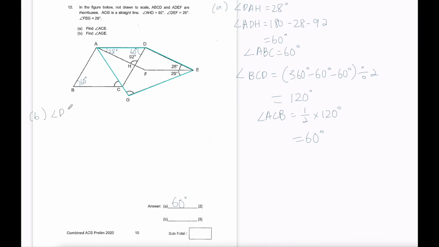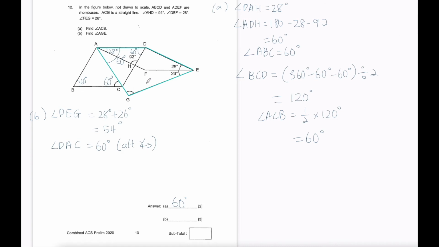Angle DEG equals 28 degrees plus 26 degrees, and I'm going to get 54 degrees. Next, I need to find out what is DAC. Angle DAC is just equal to 60 degrees, because it's alternate angles. Because this is 60, this will also be equal to 60.